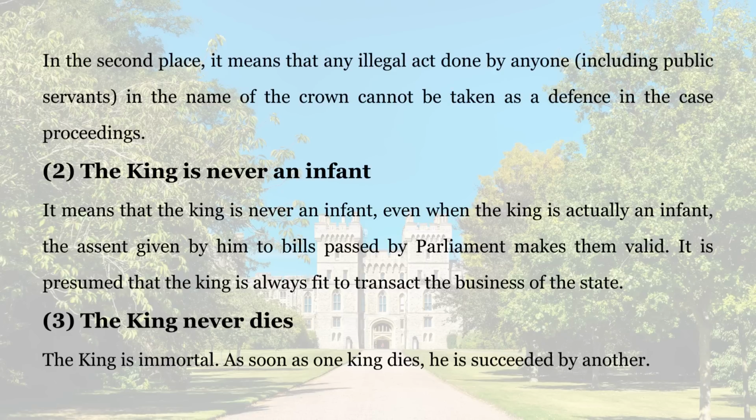2. The king is never an infant. It means that even when the king is actually an infant, the assent given by him to bills passed by Parliament makes them valid. It is presumed that the king is always fit to transact the business of the state. 3. The king never dies. The king is immortal. As soon as one king dies, he is succeeded by another.